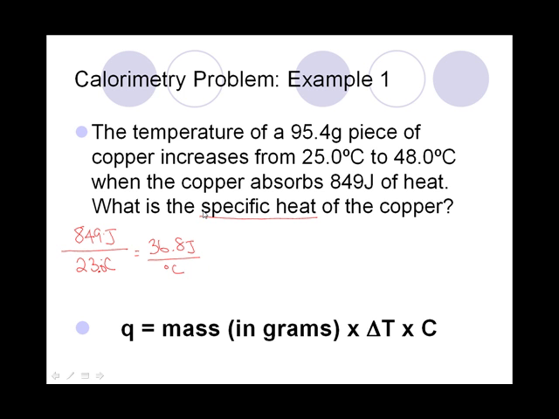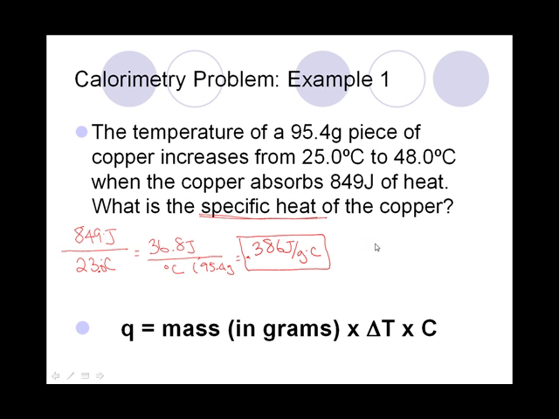But I want the specific heat capacity, meaning I want it specifically for every 1 gram. So I have to divide this number by the mass, 95.4 grams, and that gets me 0.386 joules per gram degree Celsius. How many sig figs? 3. So this is my specific heat capacity.